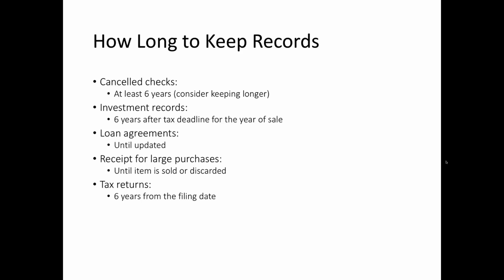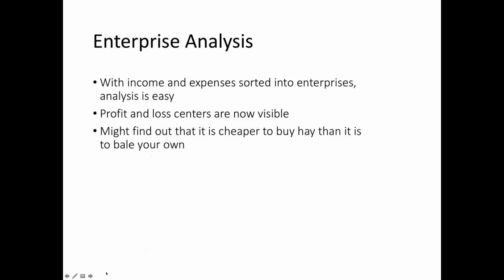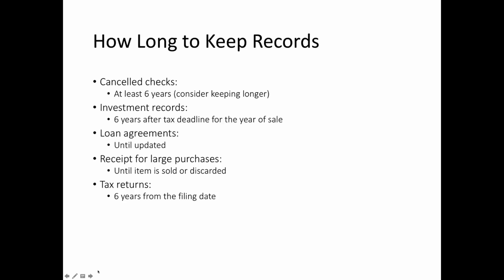It's recommended to keep those for 6 years, 6 years after the tax deadline for the year of sale. Loan agreements should be kept until they're changed or updated. Any large receipt, you should keep that until it's sold or discarded, primarily so that you can show salvage value, and also if it's sold, you can show depreciation and potential capital gains. And of course, your tax returns need to be kept for 6 years as well.